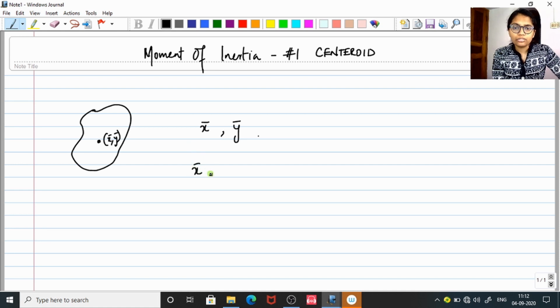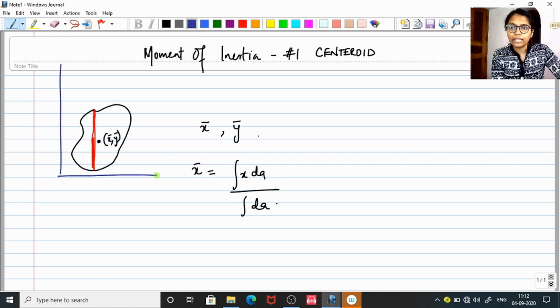The general expression for x bar, the x coordinate of centroid, is integral x dA divided by integral dA. That is, I will be drawing a small vertical strip. Before that I need to place this figure in the xy coordinate system, in the first quadrant, and after that I draw a small thin strip which is of distance x from the y axis. That x multiplied with the area of the small strip, and that product integrated divided by the total area will give you x bar.